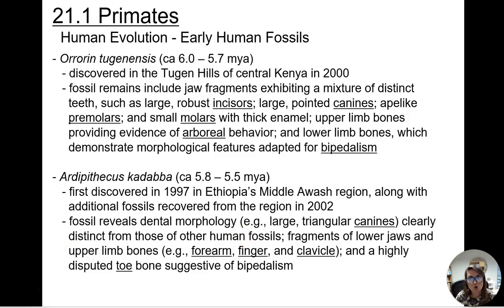Then we have the species Orrorin tugenensis, which is going to appear in fossil records from 6 to 5.7 million years ago. They were discovered in the Tugen Hills of central Kenya in about the year 2000. Fossil remains are going to include jaw fragments that exhibit a mixture of distinct teeth, such as large, robust incisors, large, pointed canines, ape-like premolars, and small molars with thick enamel. They're going to have upper limb bones, providing evidence of arboreal behavior, so they were in the trees, and lower limb bones, which demonstrate morphological features that are adapted to bipedalism.